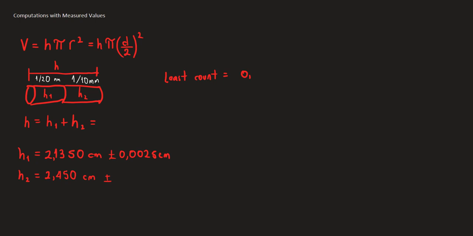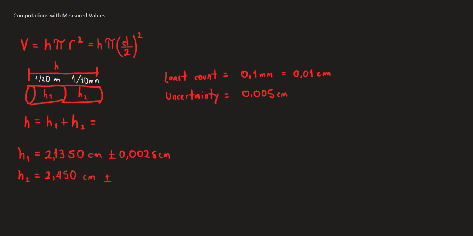0.1 millimeters in centimeters is 0.01 centimeter. Okay, so yes, therefore the uncertainty is 0.005 centimeters.